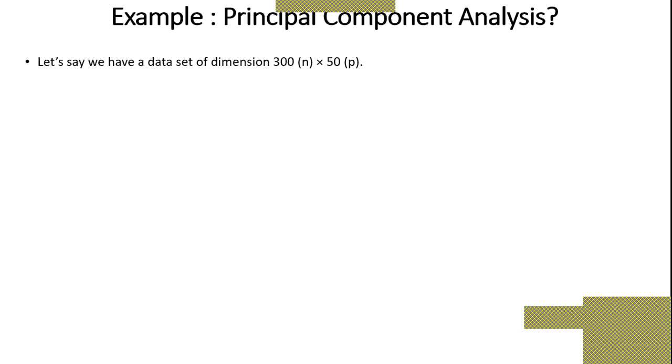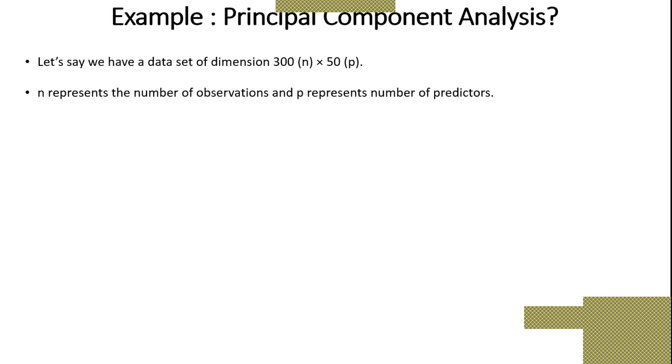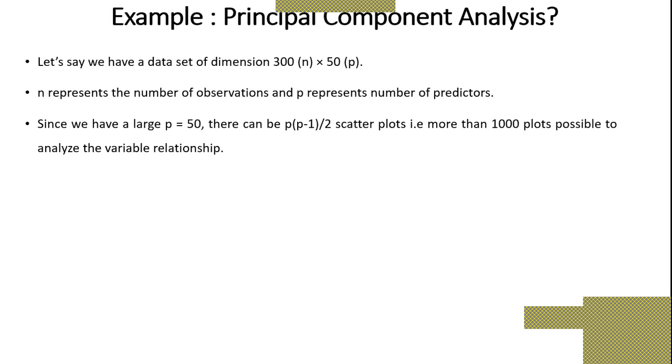Let's say we have a data set having the dimension 300 by 50. Here, n represents the number of observations, and p represents the number of predictors. So you have 300 observations, and from these you are predicting some value, and that is the 50. Since we have a large number of predictors, that is 50, there can be p times p minus 1 divided by 2 scatter plots. And that is more than 1000 plots possible to analyze the variable relationships.